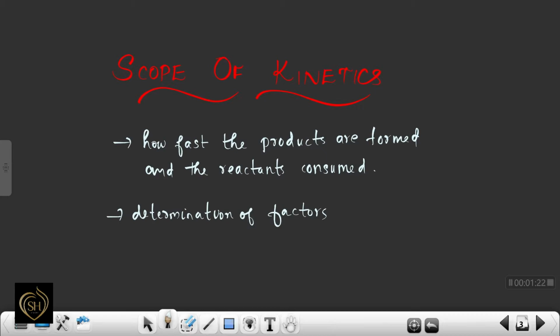And the next is the mechanism or sequence of steps, by which the reaction occurs, which can be known. It is also useful in selecting the optimum conditions for maximum rate and yield of the chemical process. These are the main scope of chemical kinetics.